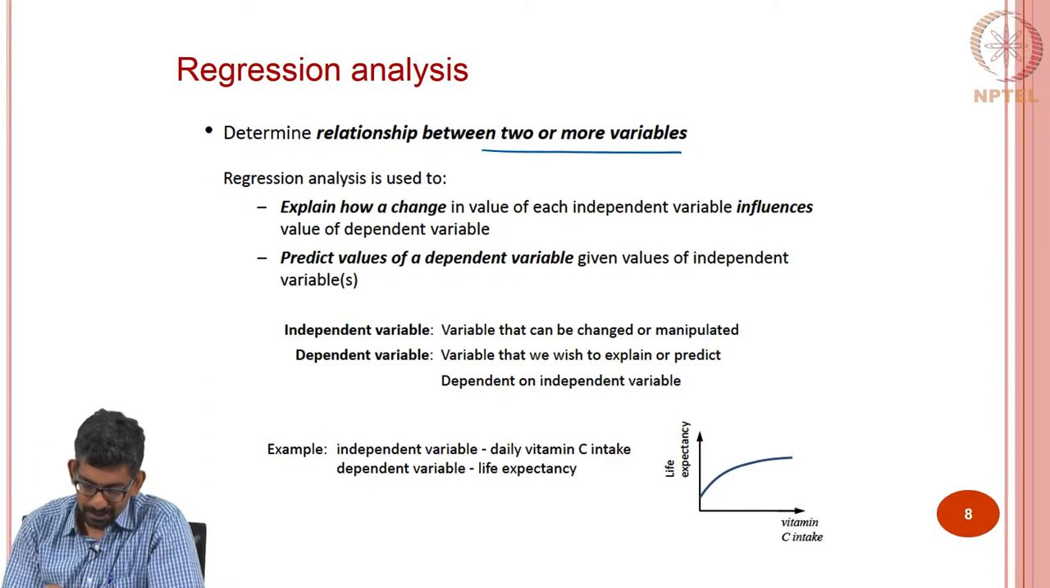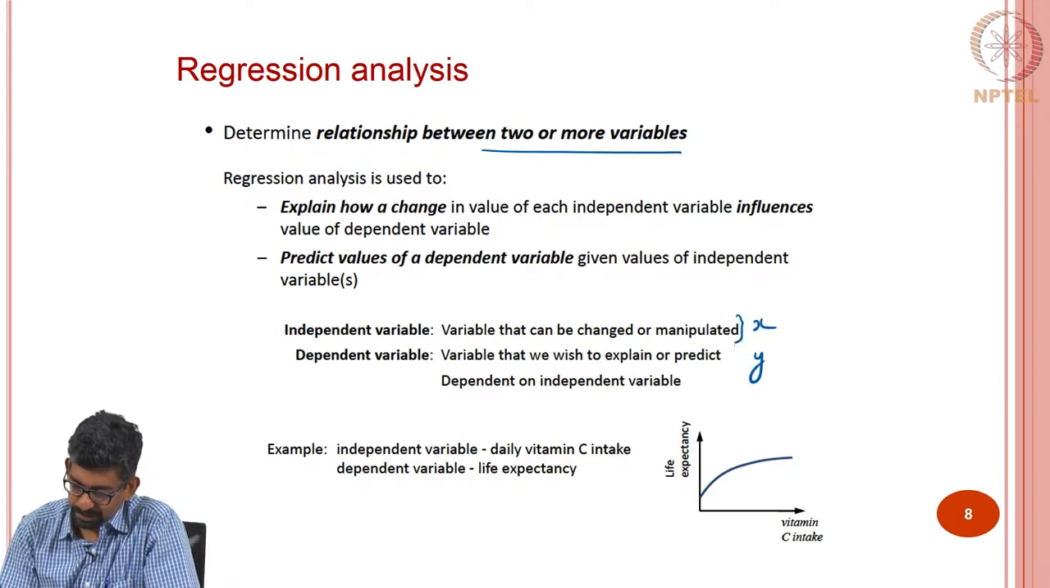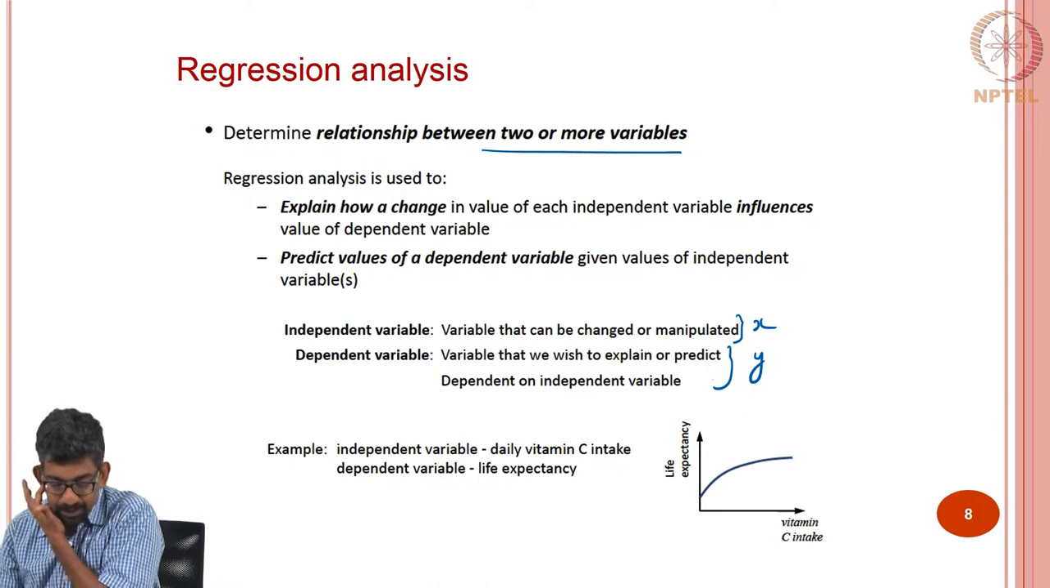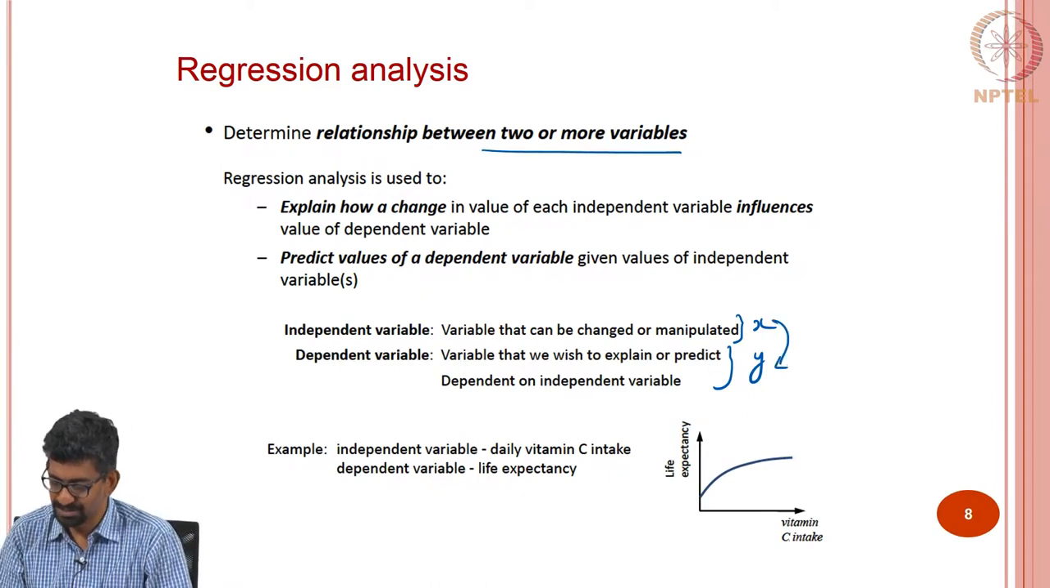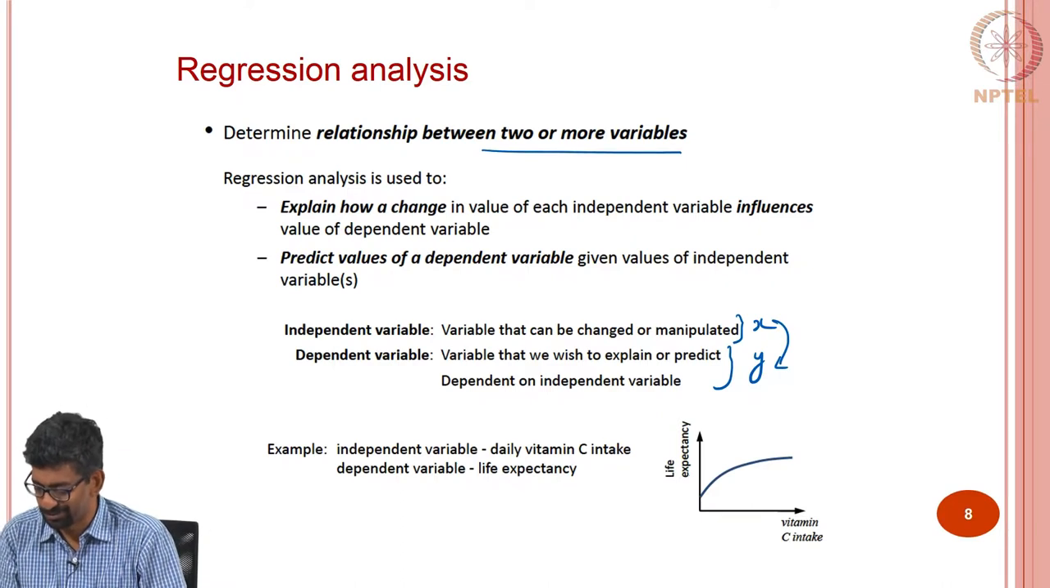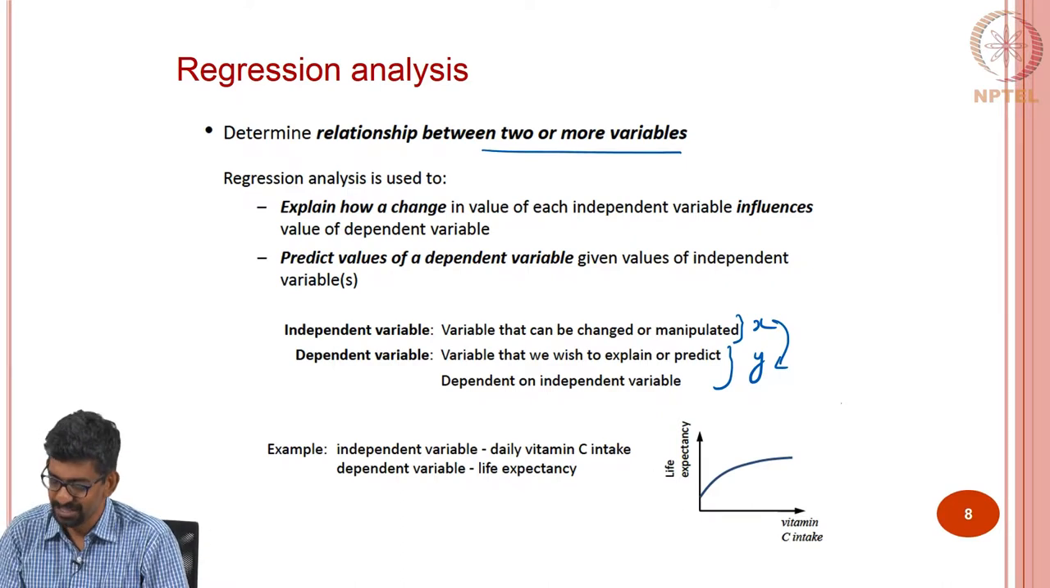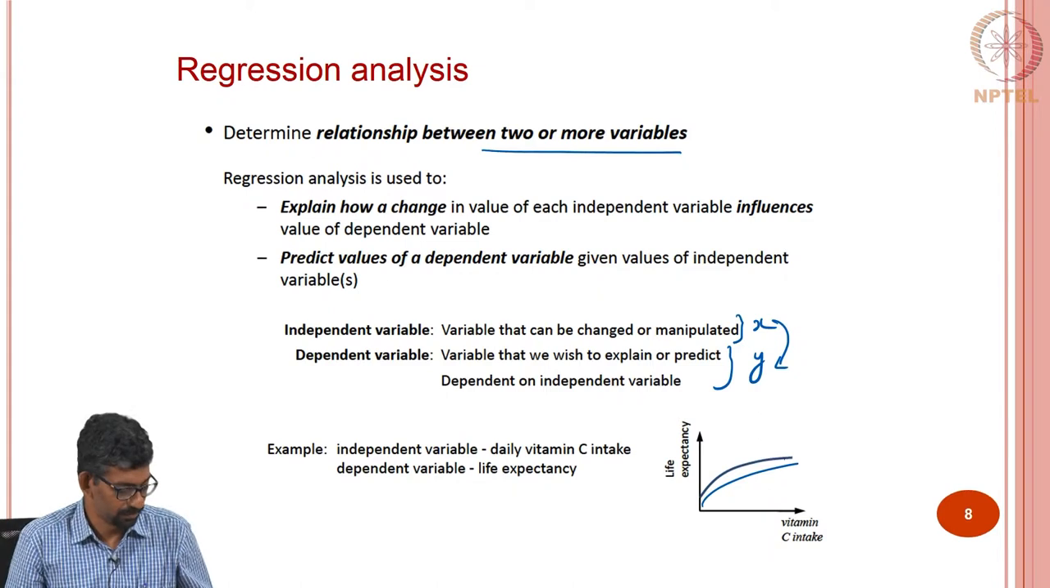So, the basic idea is, your independent variable is your x and your dependent variable is your y. That is what we are talking about here. When I am changing my x, I want to find out what my y is. So, for example, vitamin C intake and life expectancy. I want to get this curve, that is all.